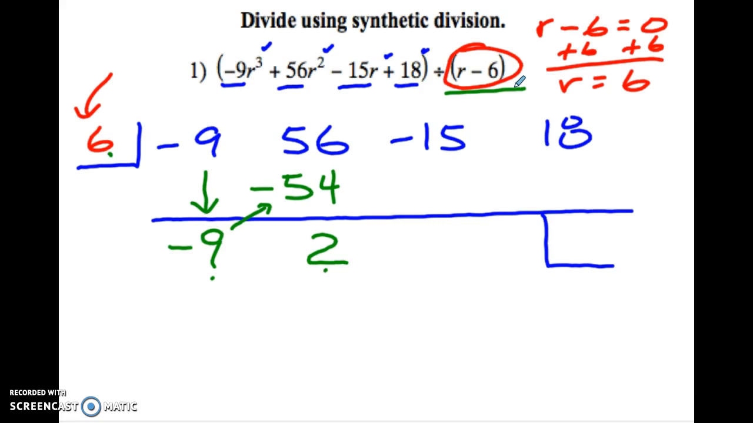2 is now on the bottom. It gets multiplied by the 6, the number in the box. So 2 times 6 is going to be a positive 12. -15 plus 12 should give us -3. The -3 now gets multiplied by the number in the box, the 6, so that should give us -18. 18 minus 18 gives us 0, so there is no remainder in this case.